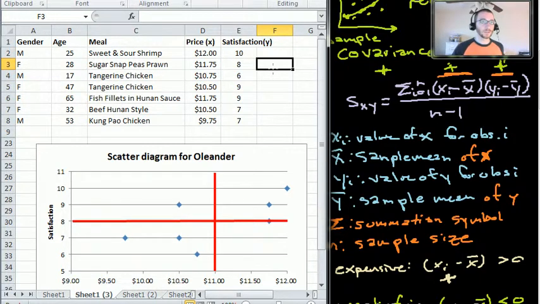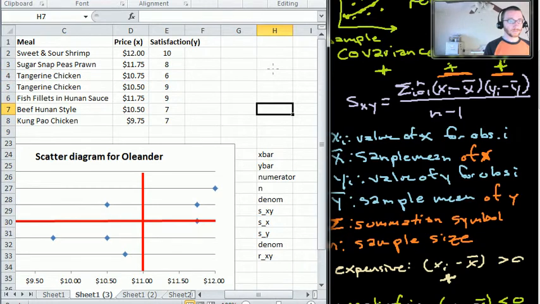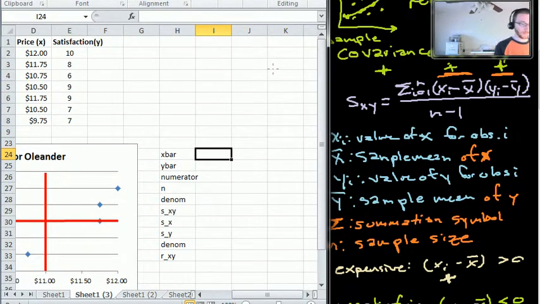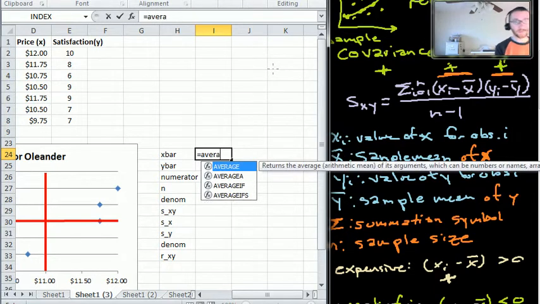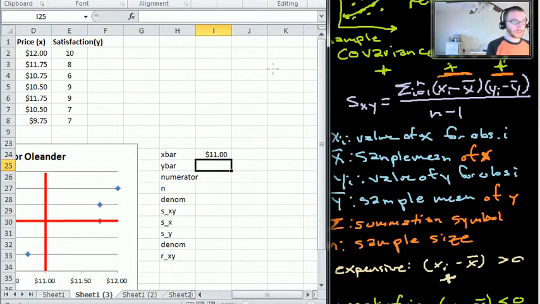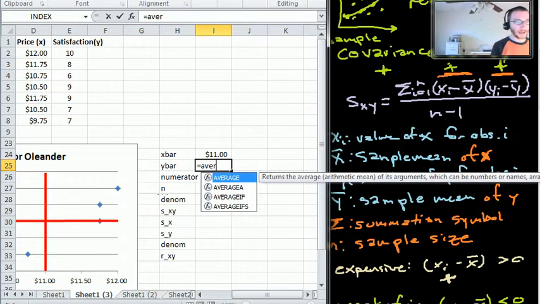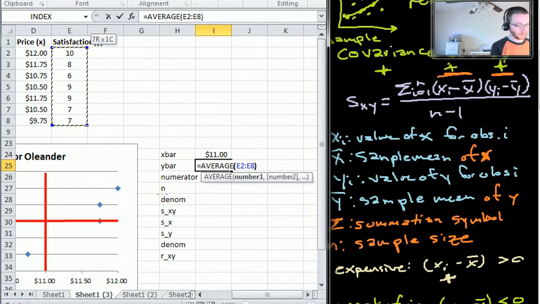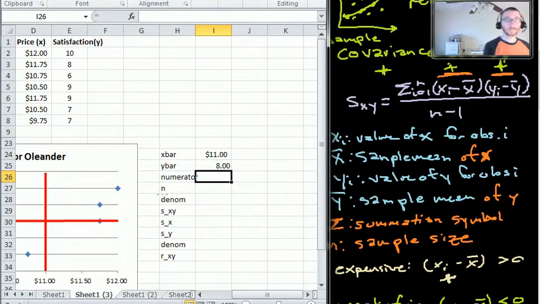In order to do this, let me create some new columns here. First, I'm going to need to get x bar, and I have a little data range over here. My x bar is going to be my average value of my x's, right? So the average of these numbers, $11, as is indicated right here. I already calculated this, right? My average satisfaction level is 8.00. Right? That's by design. I made up this data, but it's pretty straightforward. Okay, now I need to calculate the numerator. Well, that's going to take a little bit of work, but we can do it.